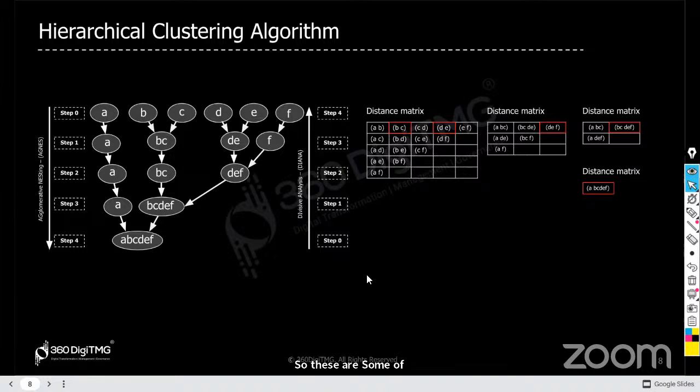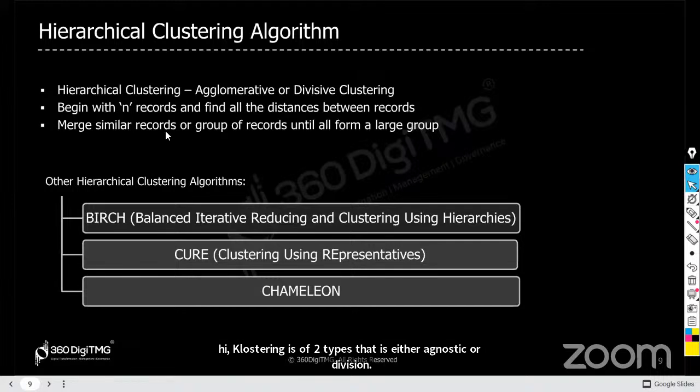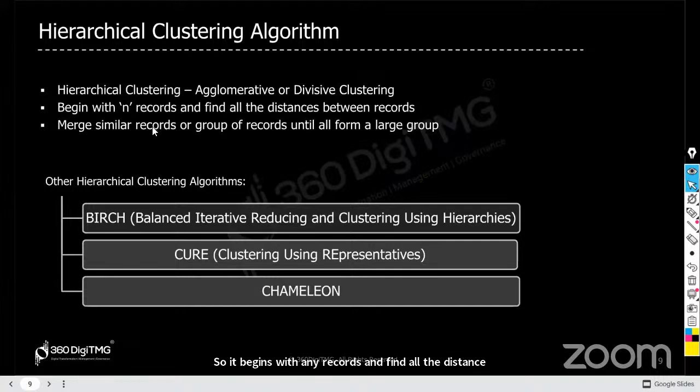We have others also present, like what we will see. So hierarchical clustering is of 2 types, either agglomerative or divisive. It begins with n records and finds all the distances between records, and it will merge all the similar records or groups of records until it forms a large group.